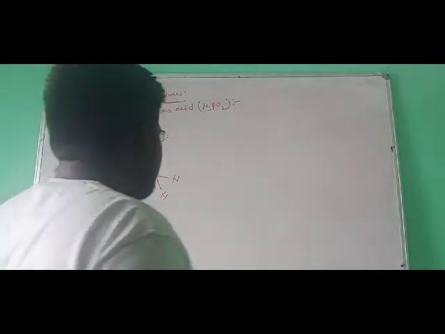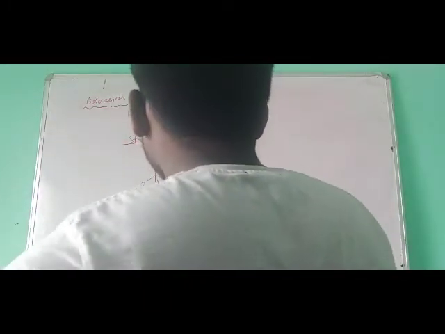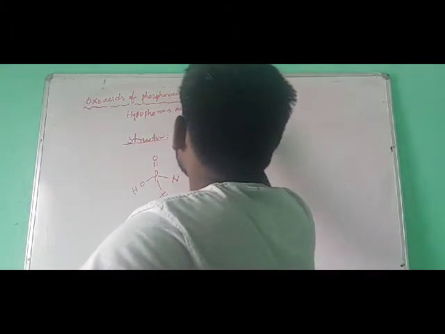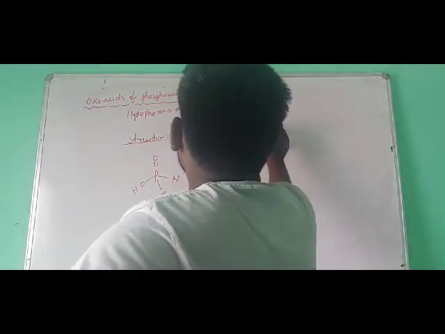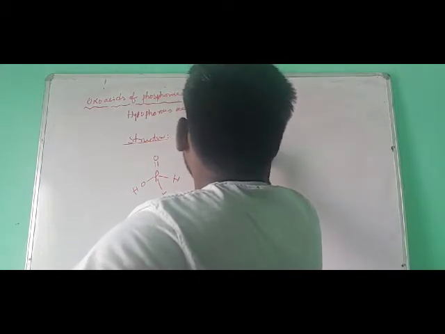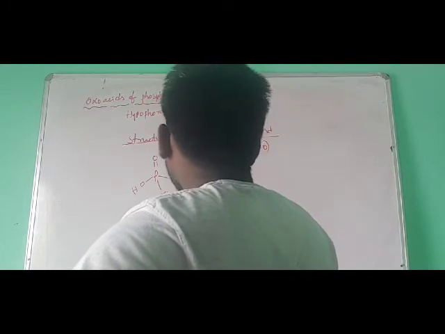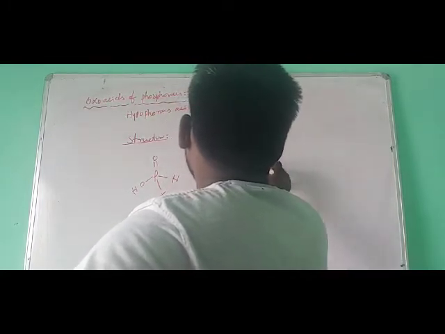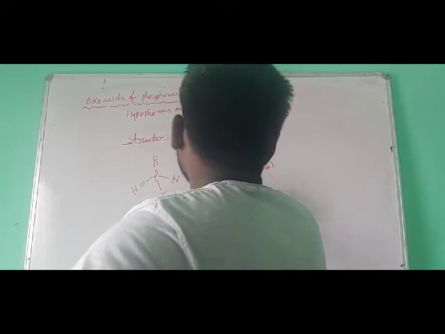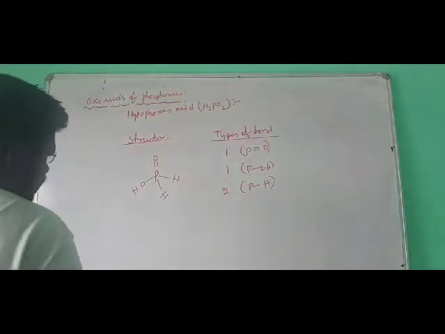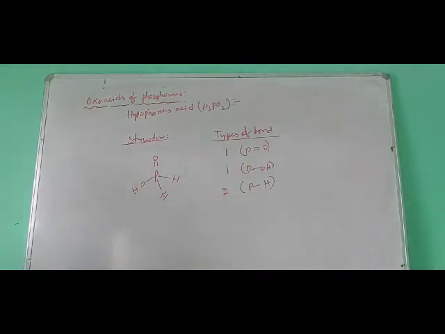Now from this structure we can write the various types of bonds present. Types of bonds: in this one we have one P=O bond, one POH bond, and 2 PH bonds are present.